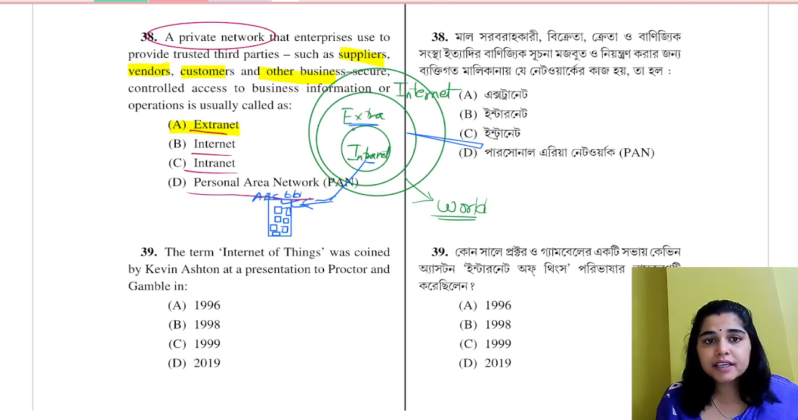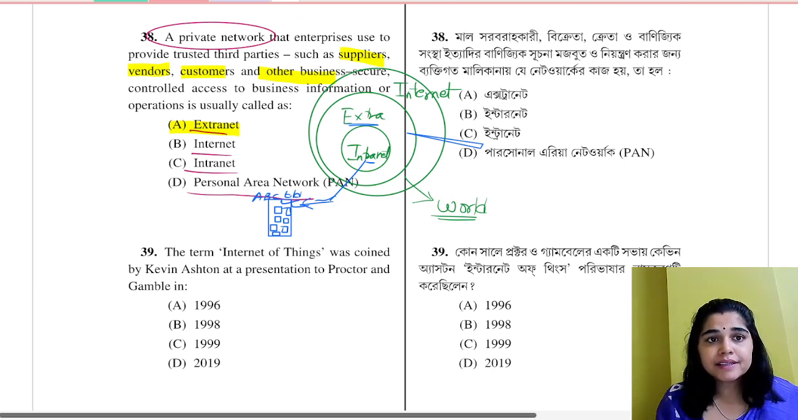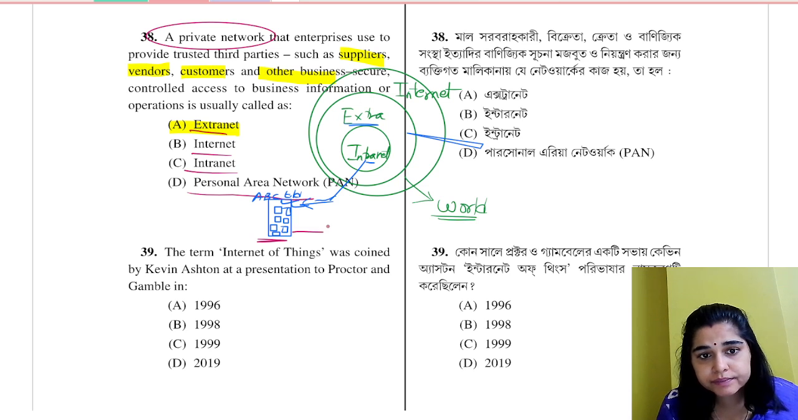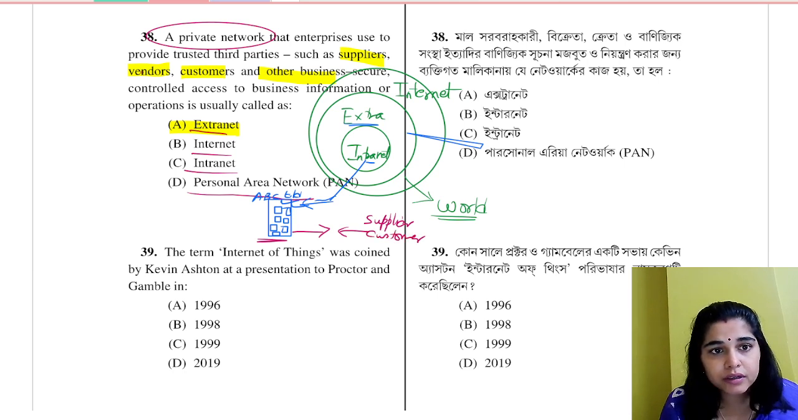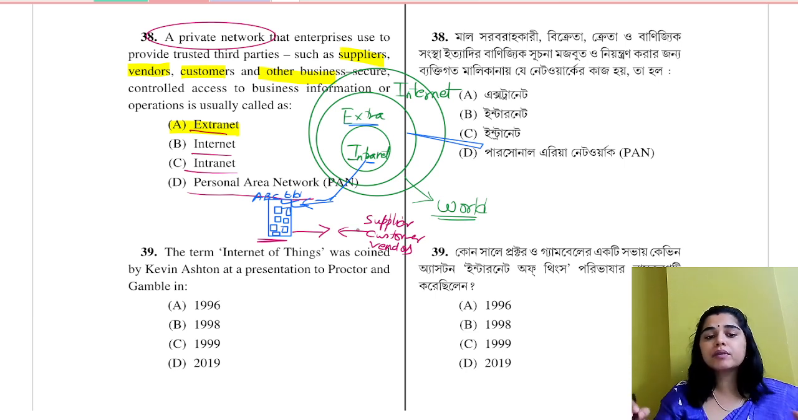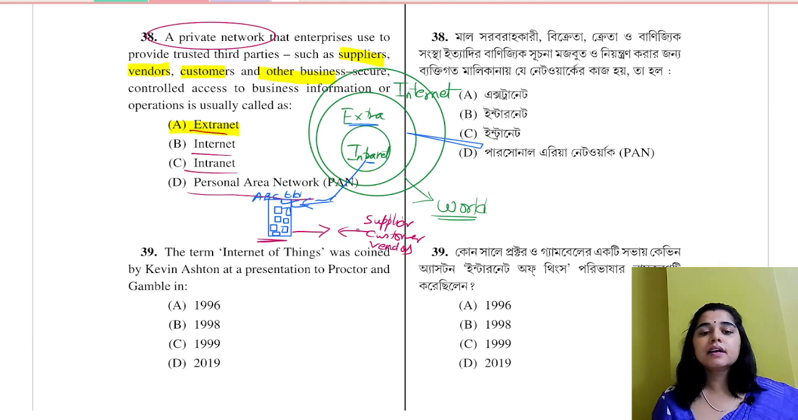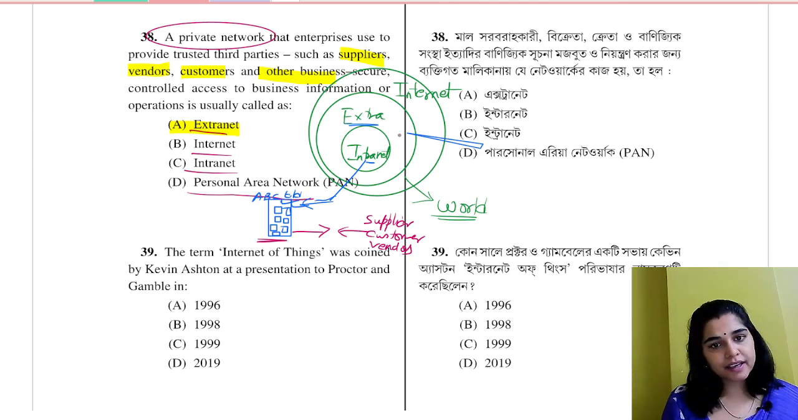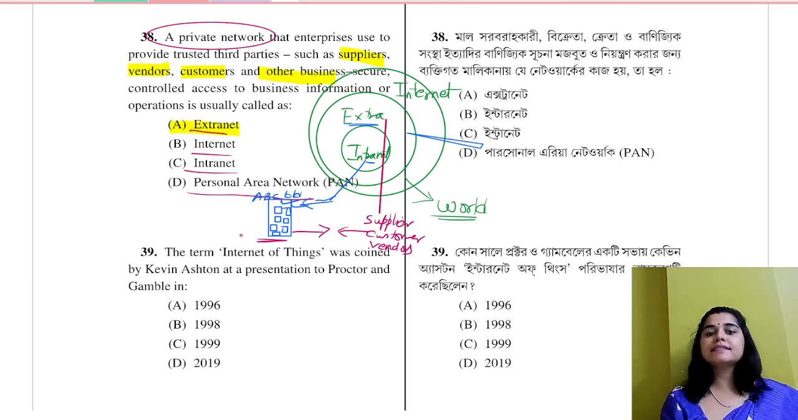And if this organization is going to connect with the suppliers or customers, vendors, so if they want to connect with outsiders, what will they use? They will use extranet. Okay.